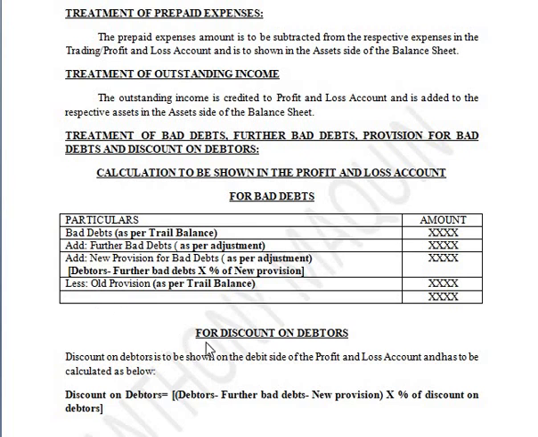Then the next one is the treatment of discount on debtors. Remember, discount on debtors will be shown on the debit side of the profit and loss account. So how to calculate discount on debtors? You take debtors from the trial balance and minus further bad debts, minus the new provision, multiplied by the percentage of discount on debtors as given in the problem itself.